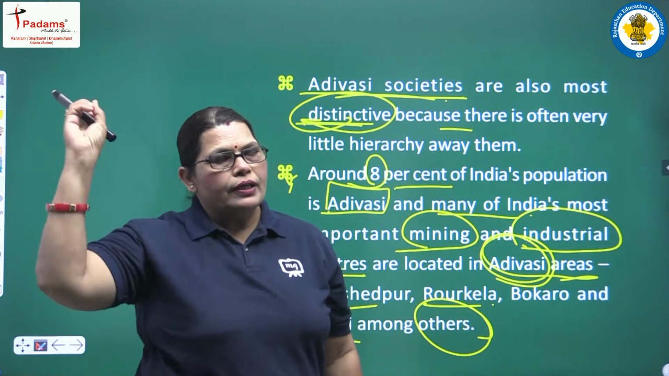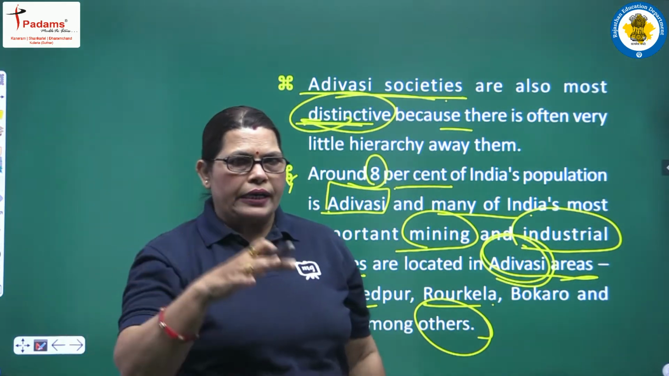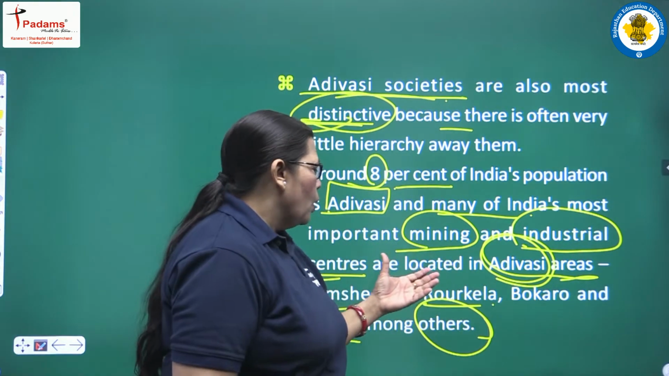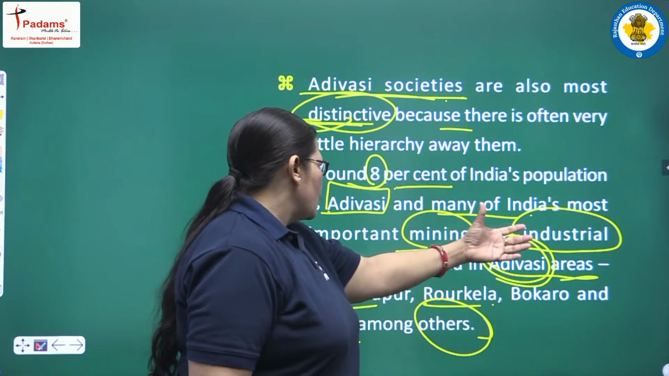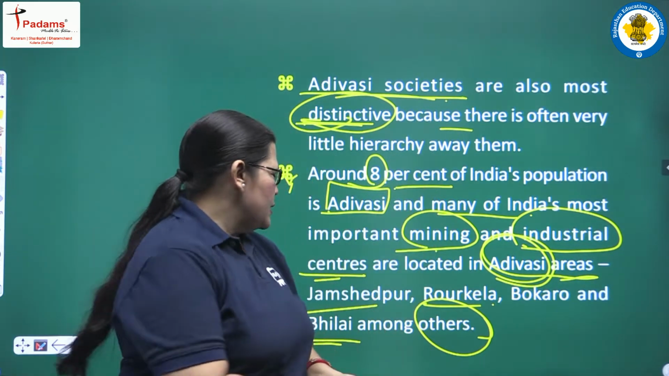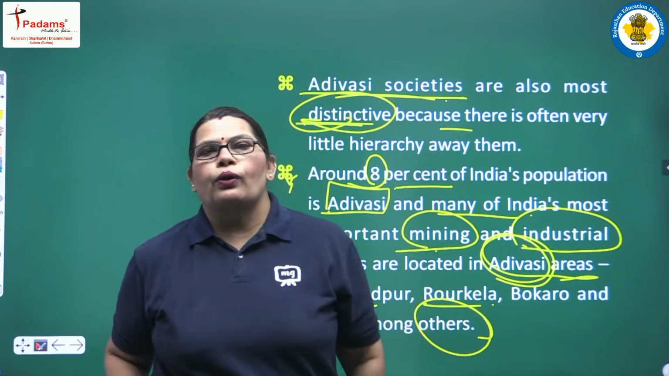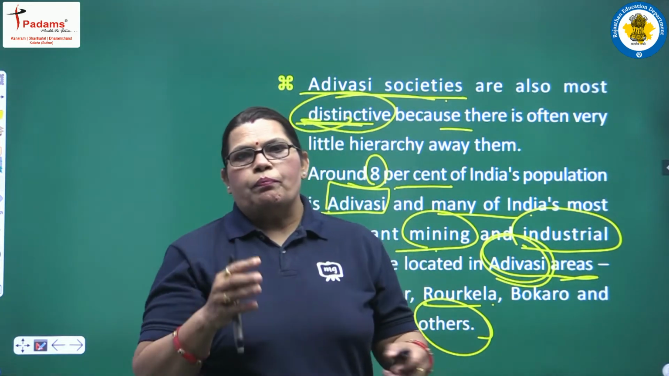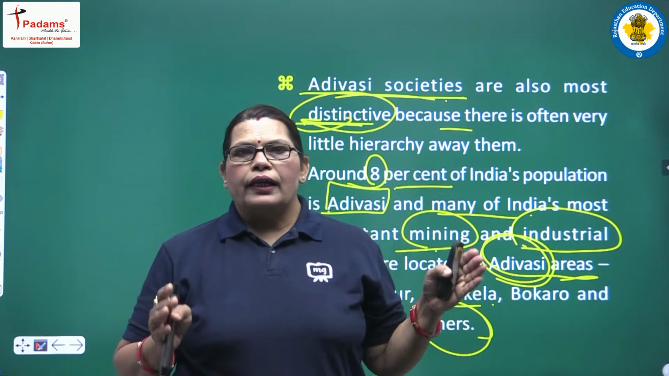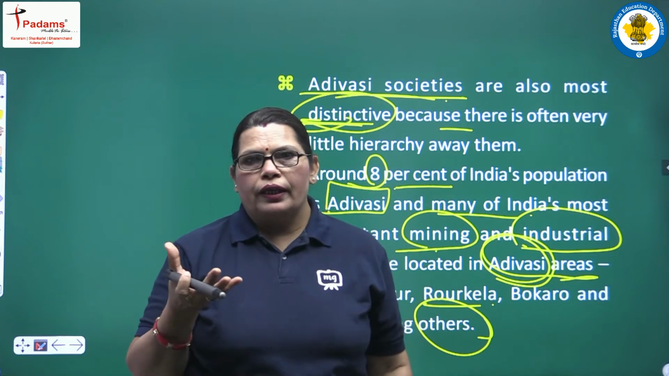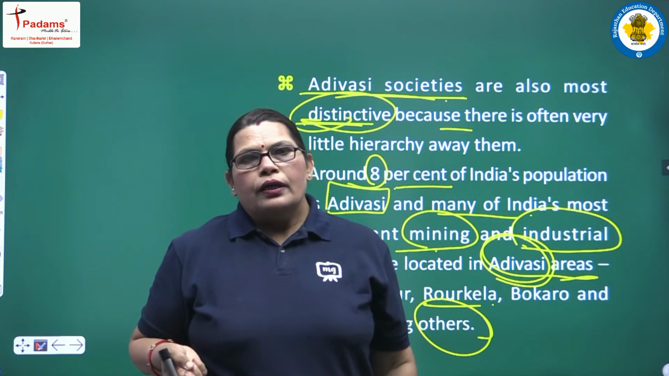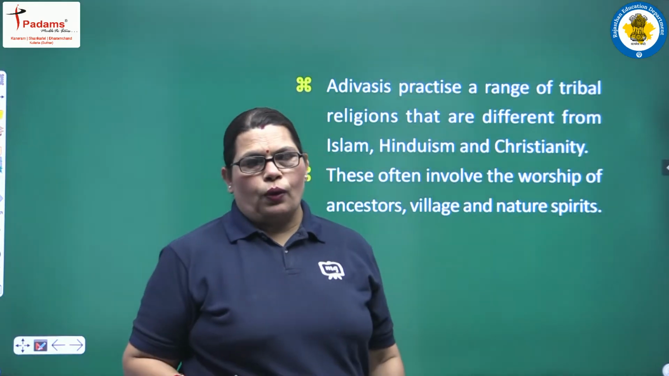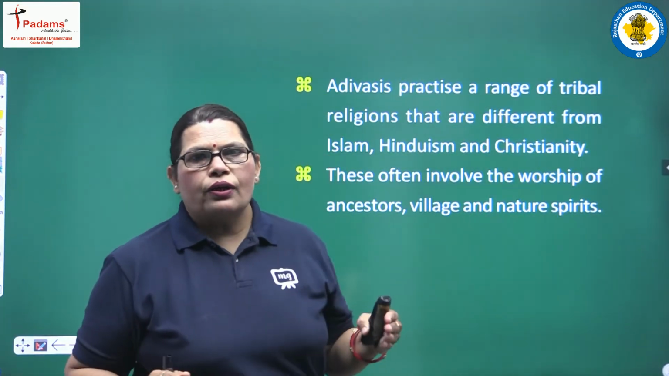So when we are discussing the territories of the Adivasis, this is important: all the mining and all the industrial centers are located only in Adivasi areas. It's okay, they sold their land and in place of that they got some money or some job, etc. But not everyone got a job. Not every Adivasi got a job.